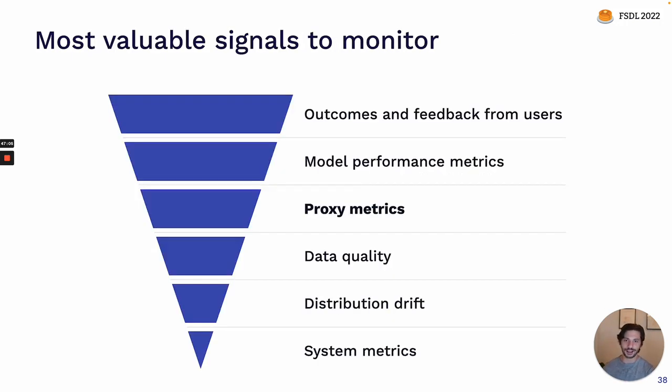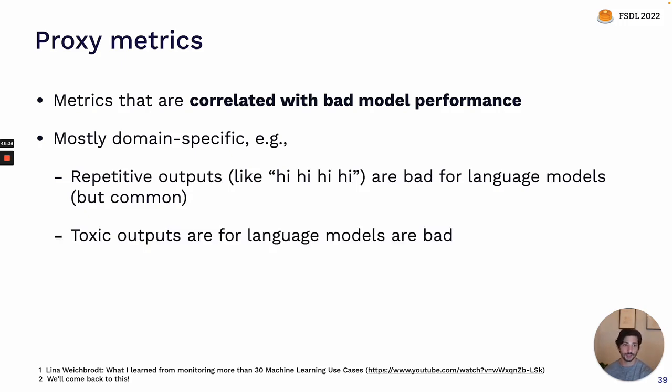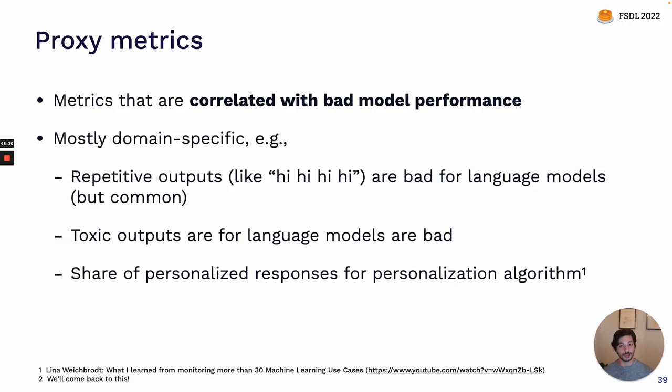If you're not able to measure your actual model performance metrics, then the next best thing to look at are proxy metrics. Proxy metrics are metrics that are just correlated with bad model performance. These are mostly domain specific. So for example, if you're building text generation with a language model, then 2 examples here would be repetitive outputs and toxic outputs. If you're building a recommender system, then an example would be the share of personalized responses. If you're seeing fewer personalized responses, then that's probably an indication that your model is doing something bad.